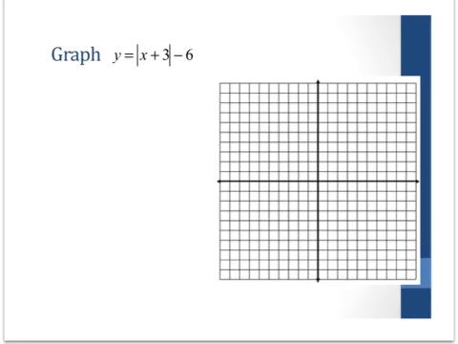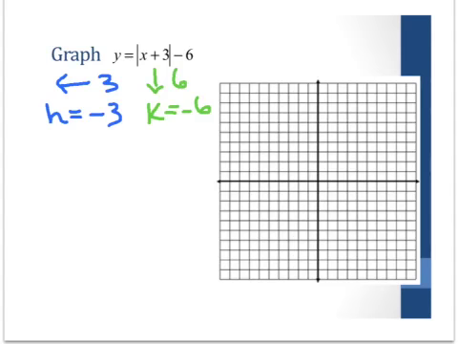So for this function, I have two different translations going on. I'm going to shift all of the coordinates to the left 3. So h is negative 3. And I'm going to shift all the coordinates down 6 because k is negative 6. So plotting my parent function points, all of these points need to shift left 3 and down 6. Whether you do both of these shifts in one motion or you do them separately, that's up to you, and it doesn't matter which you do first.